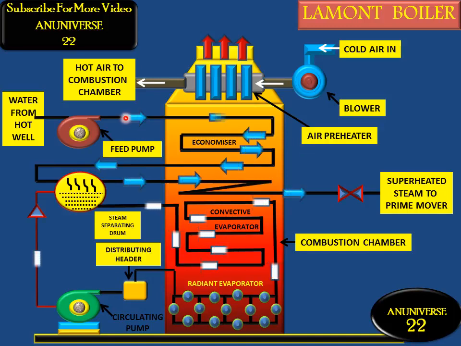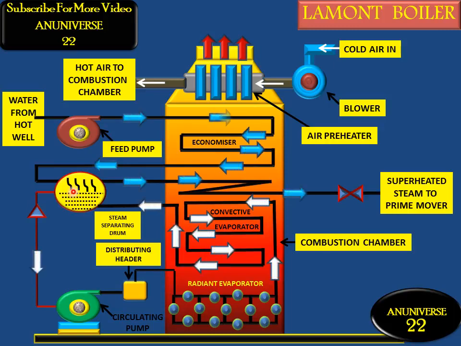So here we can see the feed pump supplies the water to the economizer, and from the economizer it goes into the steam separating drum, and in the steam separating drum there is a mixture of steam and water, and from here water is transferred to the centrifugal pump, and from this centrifugal pump with the help of the distributing header the water goes to the combustion chamber. So here the mixture of water plus steam goes toward the steam separating drum. This mixture of water and steam is sent to the steam separator drum.